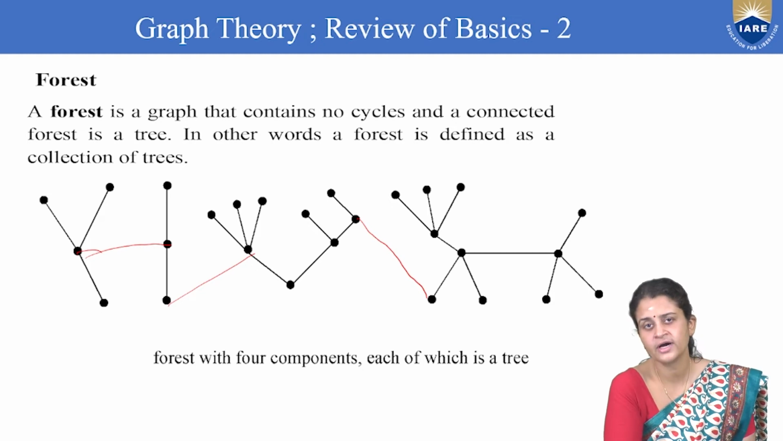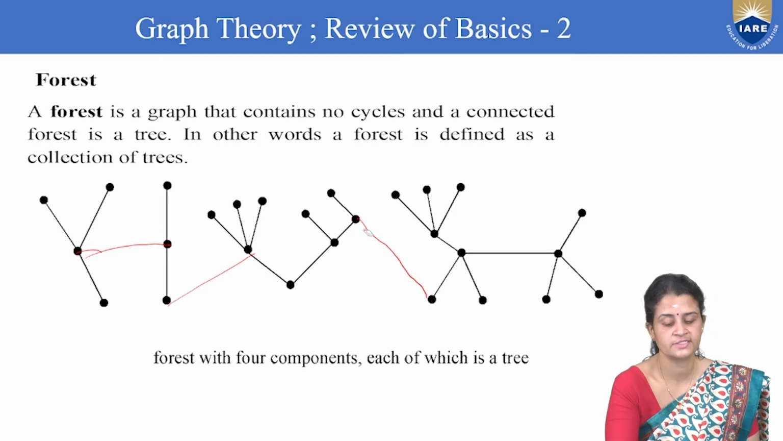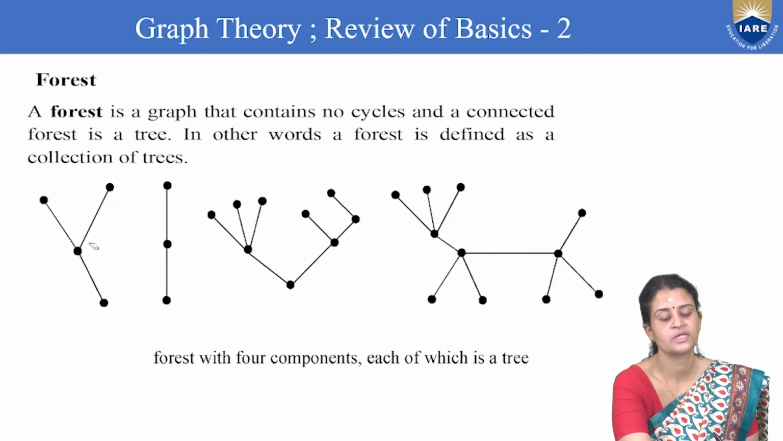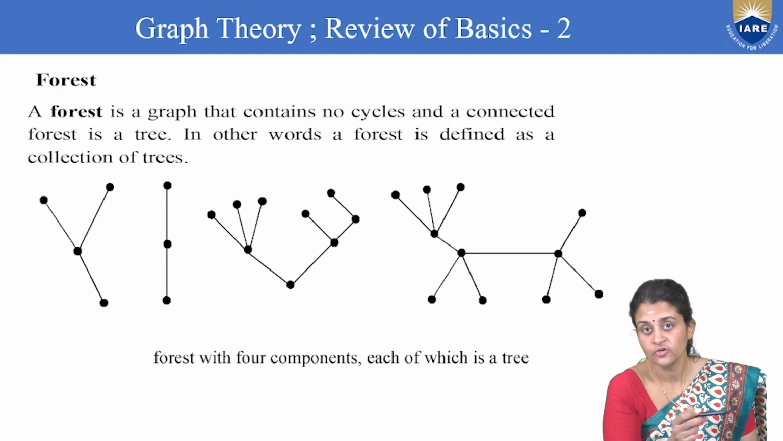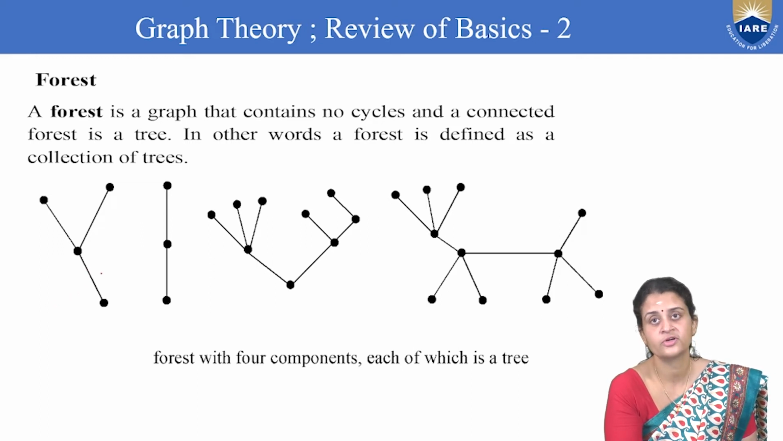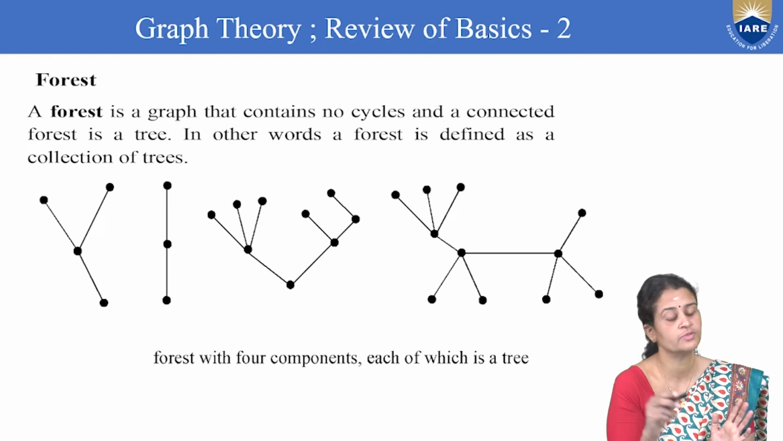Is the resultant graph a graph with any circuit? No. The resultant graph is again a tree. So a forest is a graph that contains no cycles, and a connected forest is a tree. Also, it can be termed as a collection of trees. The forest is a collection of trees. Here the forest has 4 components and each component is a tree. Just remember.